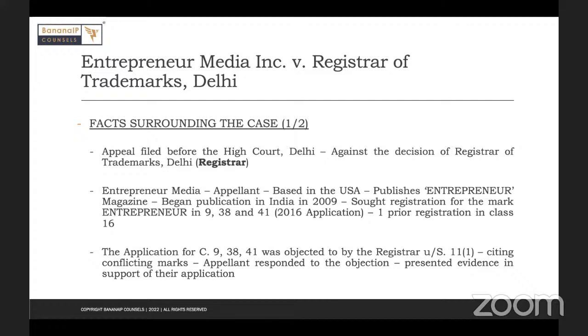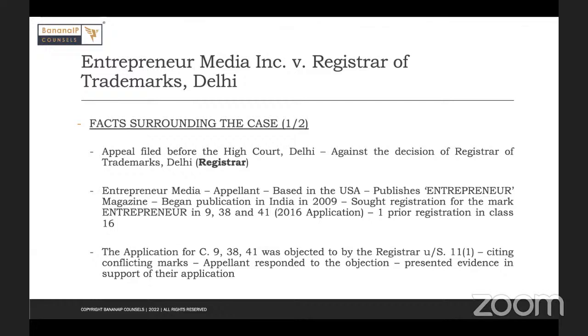This particular case concerned one application filed by the company for the mark Entrepreneur in classes 9, 38, and 41. This application was filed in 2016, while at the time, the company had already registered the mark Entrepreneur under class 16 in 2001. This application in classes 9, 38, and 41 was objected to by the registrar under section 11.1.